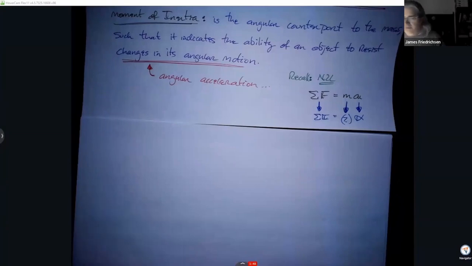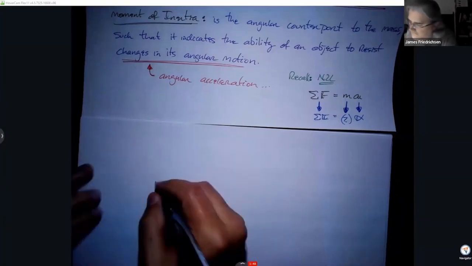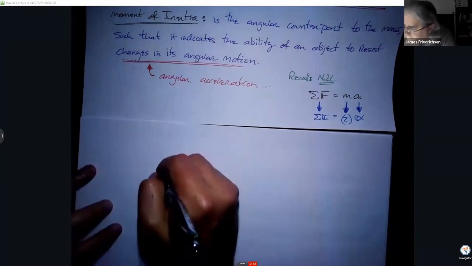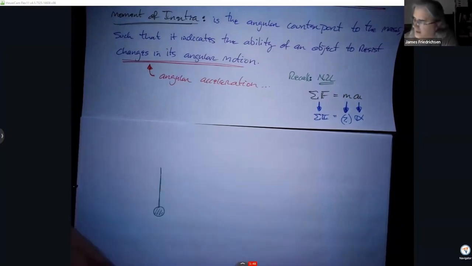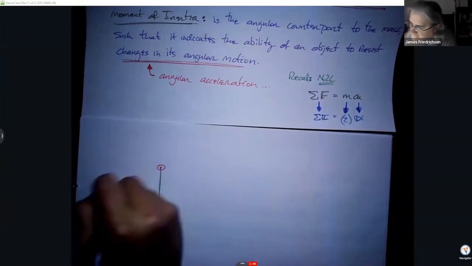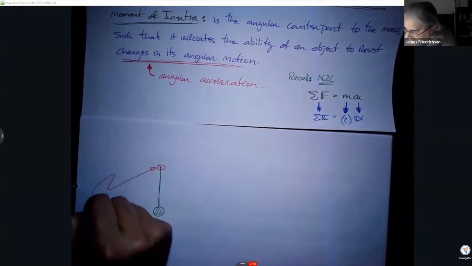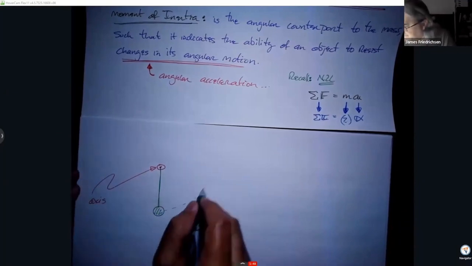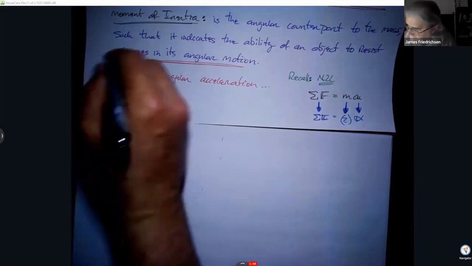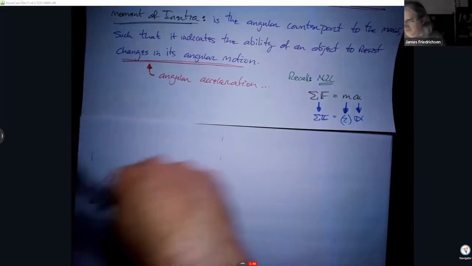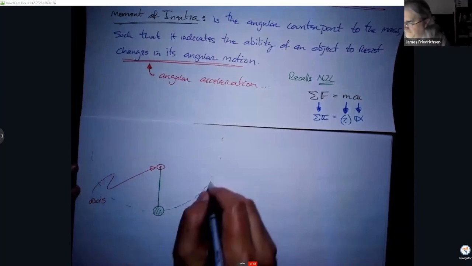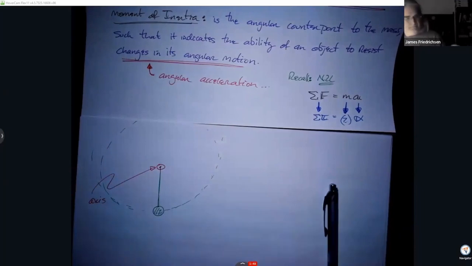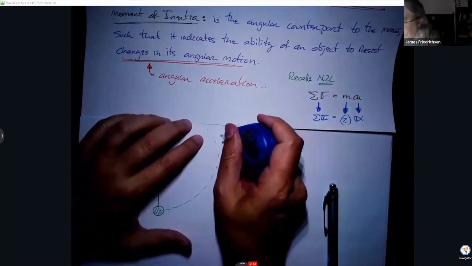Okay. So we're going to have our object on a string like this. This will be our axis of rotation. And we're going to cause this object to undergo an angular acceleration, cause it to whirl around like so. Not such a great circle. So sorry about that.